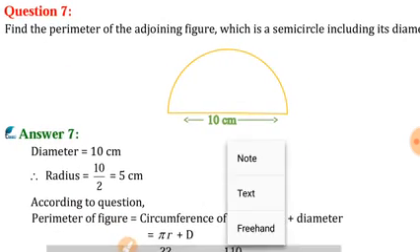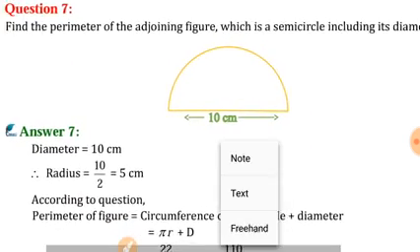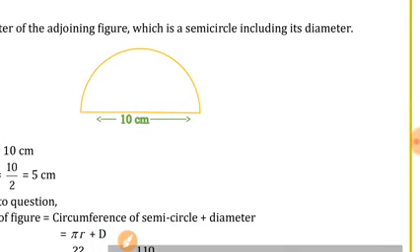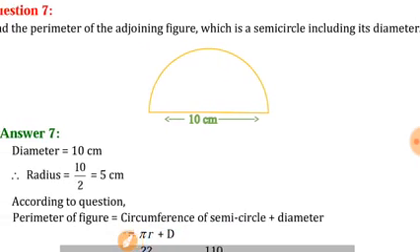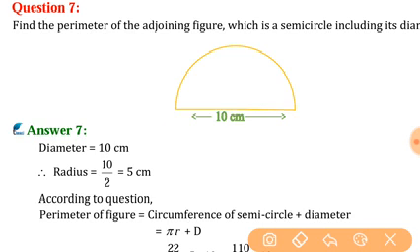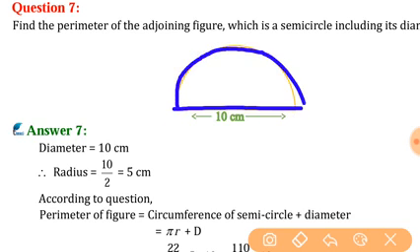Then the seventh one, find the perimeter of the adjoining figure, which is a semicircle including its diameter. See here, why have they mentioned perimeter? Because there is a line segment here. That's why, instead of circumference, they used perimeter. So perimeter means the sum of this edge and the semicircle circumference.